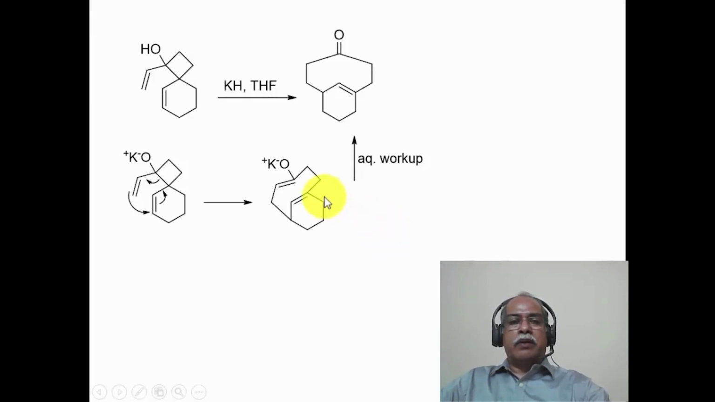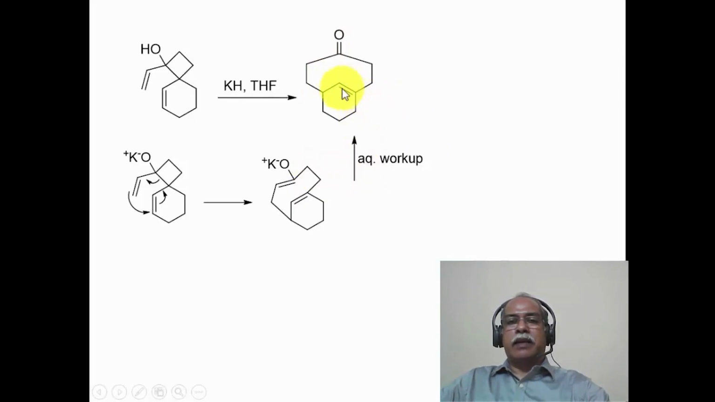Now here is an example of again an anionic oxy-Cope rearrangement. This is a divinyl cyclobutane derivative. The divinyl cyclobutane derivative on treatment with potassium hydride gives this potassium salt of this alkoxide. This can readily undergo 3,3 sigmatropic rearrangement to give this product, which on workup essentially gives this macrocyclic ketone.